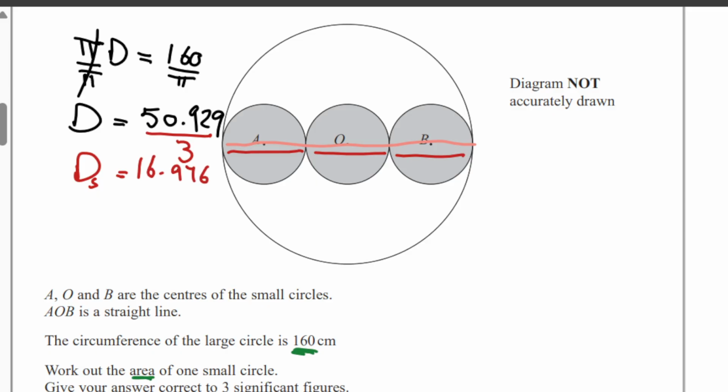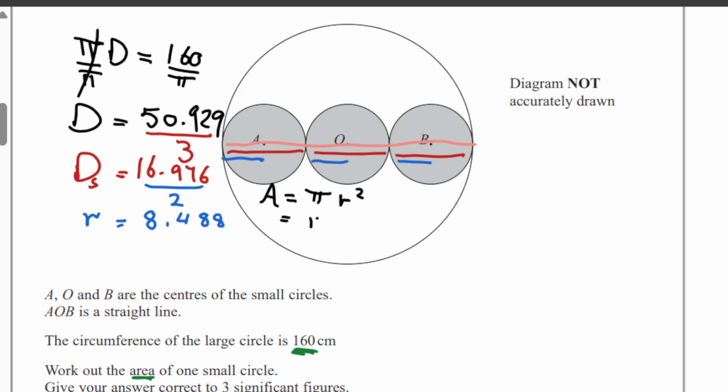Now, if we divide the diameter of this by 2, and the diameter of this by 2, and the diameter of this by 2, it gives you the radius of each smaller circle. It's going to be 8.488. That's very good. So we got the radius of each one. It's 8.488. Now to find the area is pi r squared.